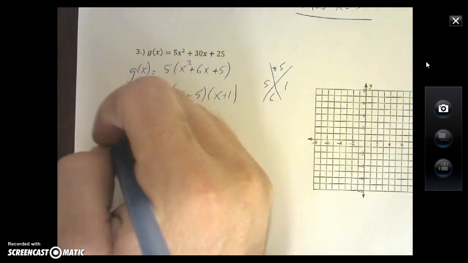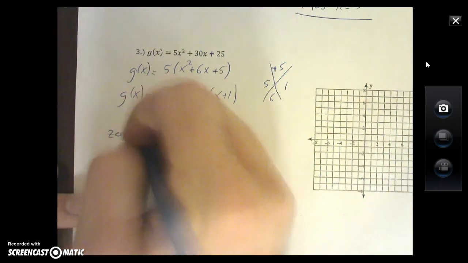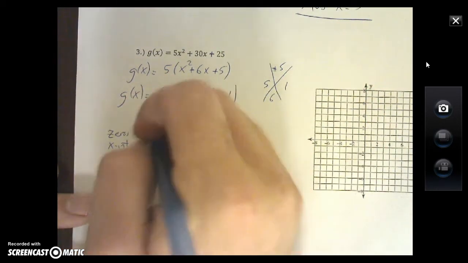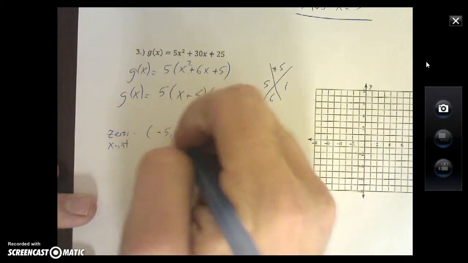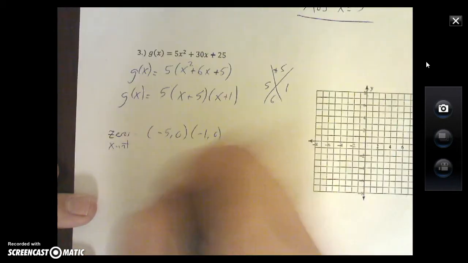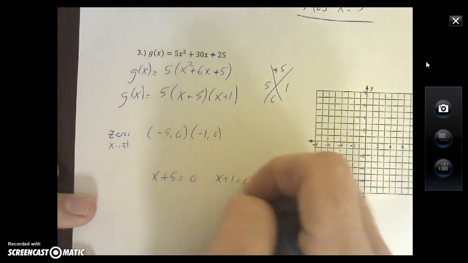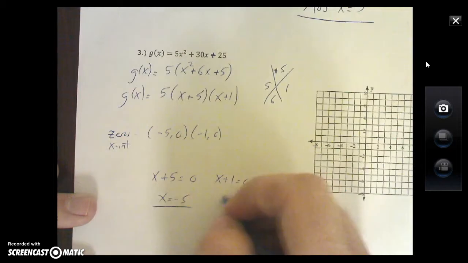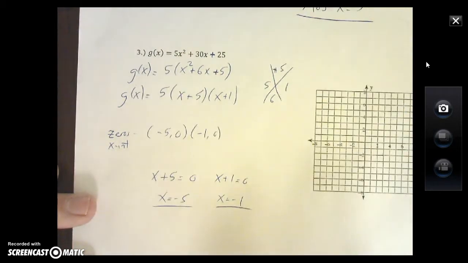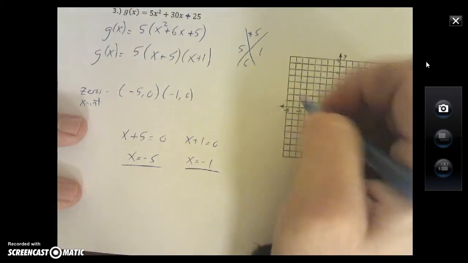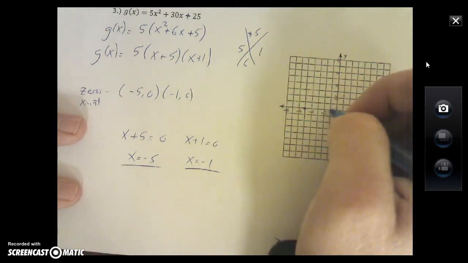So if I want my zeros, or my x-intercepts, it would be the opposite: negative 5, 0 and negative 1, 0. Again, how am I getting that? Set each of these equal to 0. Okay. So negative 5, 0 is back here. Negative 1, 0 is like so.